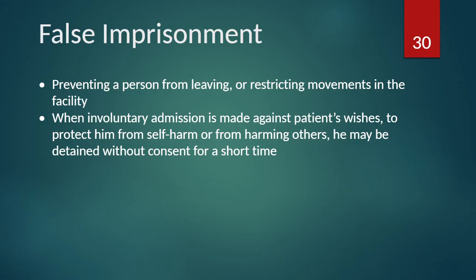Examples may include blocking a patient's exit, using restraints without proper orders, or telling a patient they are not allowed to leave when they actually have the right to do so. It's important to understand that patients who are competent have the legal right to refuse treatment and to leave the facility against medical advice. Stopping them from leaving, unless there is a specific legal reason, can be considered false imprisonment.